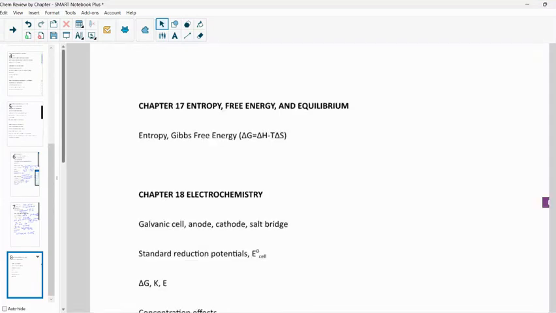All right, Chapter 17 introduced us to entropy and Gibbs free energy. All right. This equation, the ideas of it show up constantly on our tests, right? There's a lot going on there. All right, what does delta G tell us?